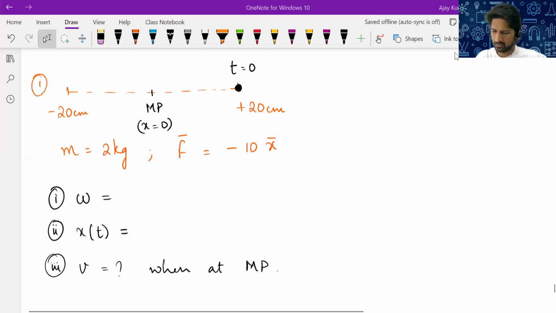Right, I got one answer for omega as root 5, then the displacement time equation as 0.2 sine(root 5 t plus pi by 2), and third one as 0.2 root 5. Okay, let's see.